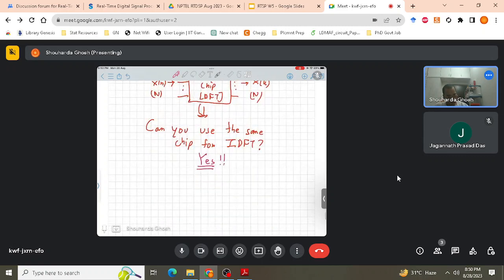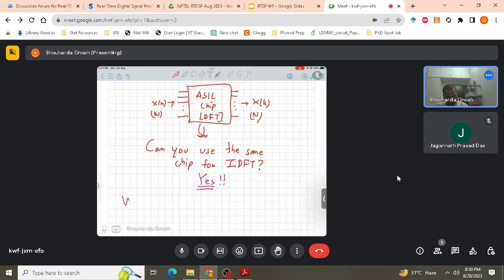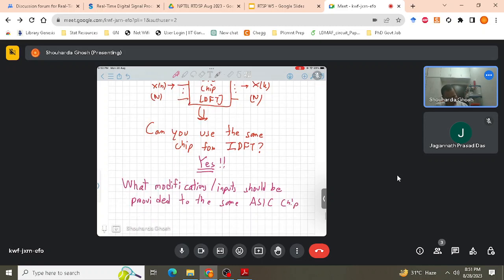But then what modifications or inputs should be provided to the same ASIC chip for calculating the IDFT.